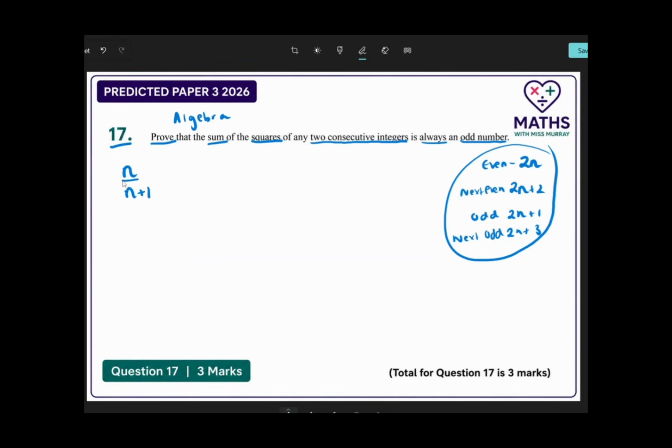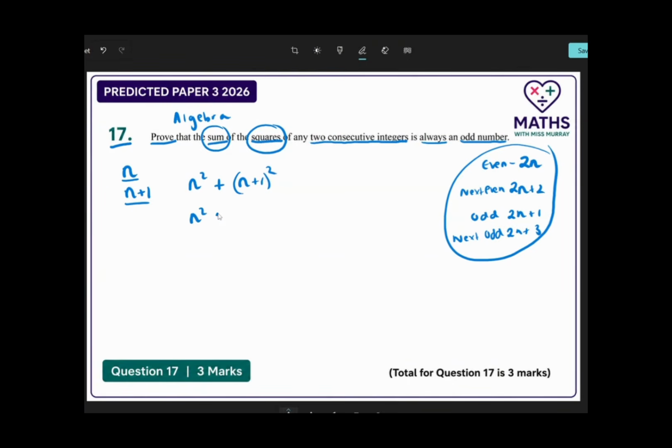So an integer n, the next number along is n plus 1. I'm going to do the sum of the squares of these numbers, so I'm going to have to square them both: n squared and then n plus 1, all squared. You're squaring the whole thing. And sum means I'm adding them together. So that's what I've got to do, and I've got to simplify and expand this.